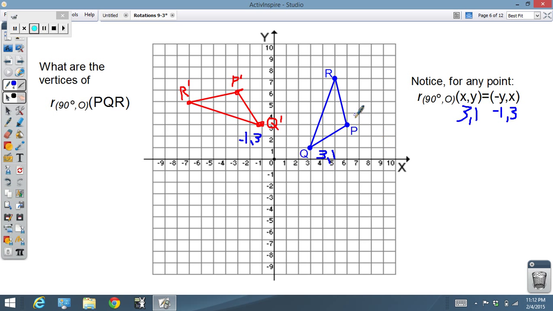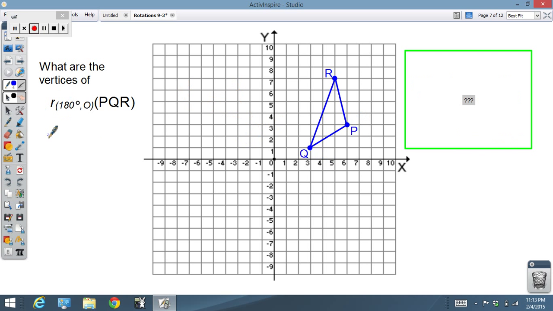So for point P, which is at 6, 3, we do the same thing. I take 6, 3, and I change that to negative 3, 6. And bingo, that happens to be where P is. Okay? So know that that holds true no matter what. R changed from 5, 7 into negative 7, 5. Okay, that's a good rule, and it always holds true for a 90-degree rotation about the origin.